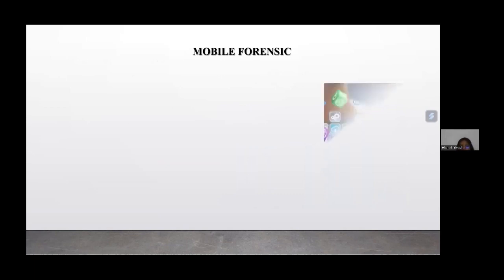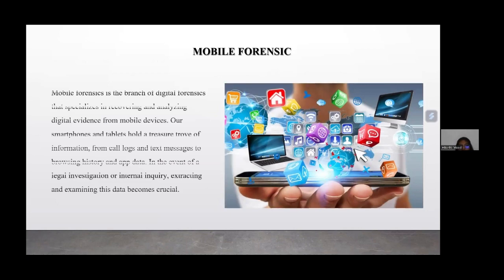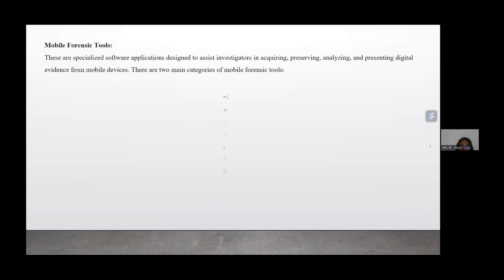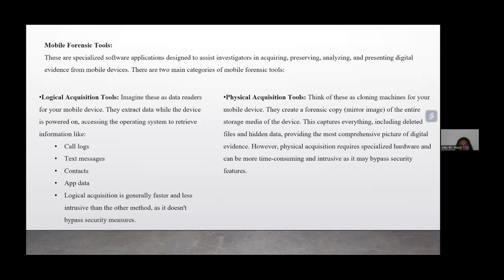Now we talk about mobile forensics. Everything revolves around mobile. It is a branch of digital forensics, because of smartphones and everything which we operate through mobile. In mobile forensic tools, two things play well. First is logical acquisition. In logical acquisition, we talk about call logs, text messages, contacts, app data. And physical is, as I told you, the same: creating a bit-to-bit copy. Every data that is there in your mobile phone will get acquired.